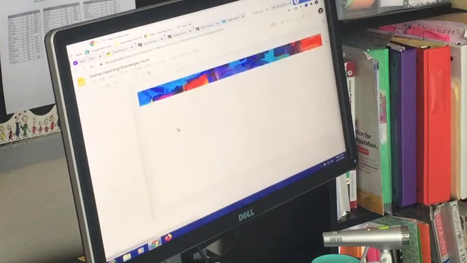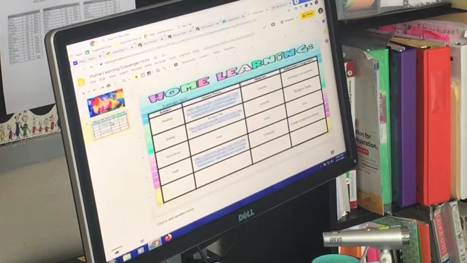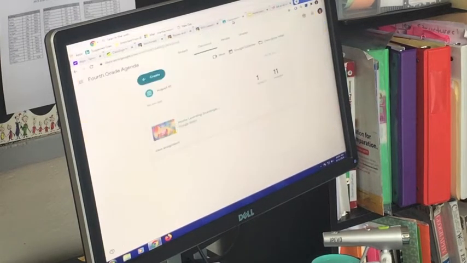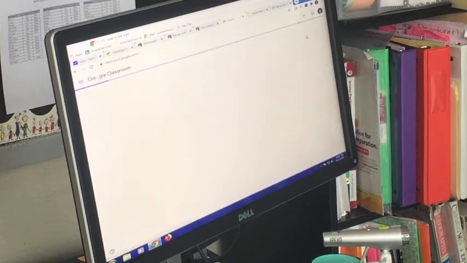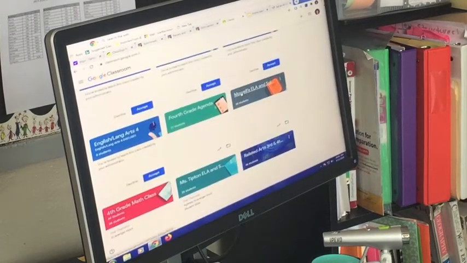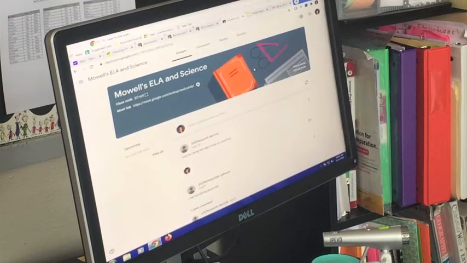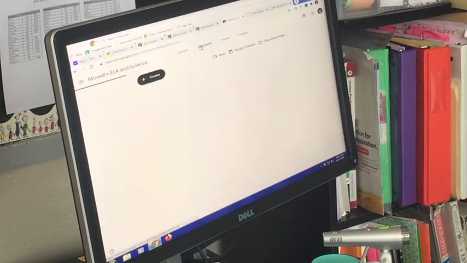This is just an example of the agenda that they would see for the day or the week. So that is kind of like a syllabus. Yes, exactly, just like a snapshot. And then they would click in each of these boxes. So there's my class. They have a stream where I could give announcements and information, and then their classwork that they'll have here. Okay.